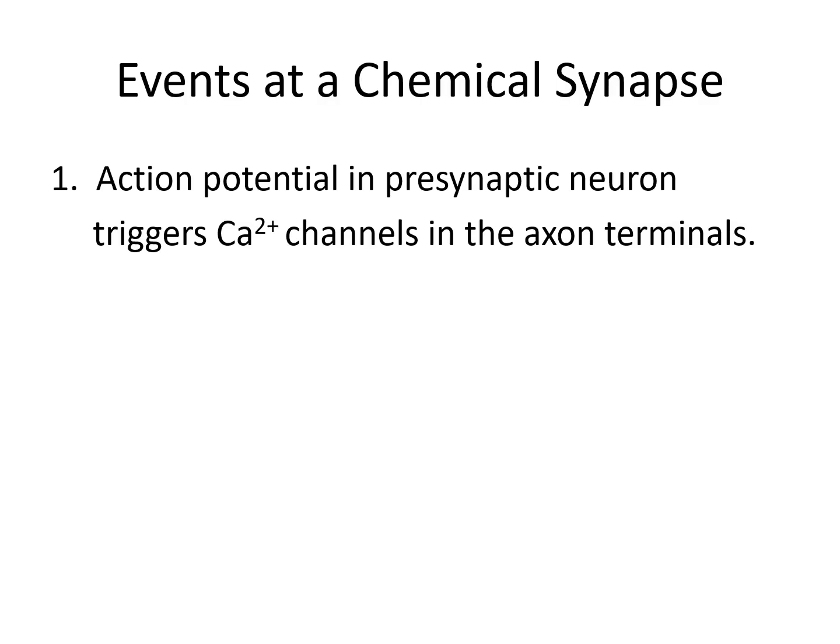First step, an action potential in a presynaptic neuron triggers calcium channels in the axon terminals. Okay, in the last lecture we learned how an action potential is produced as it propagates along the axon in the presynaptic neuron. When it gets to the axon terminals, voltage-gated calcium channels open in the axon terminals.